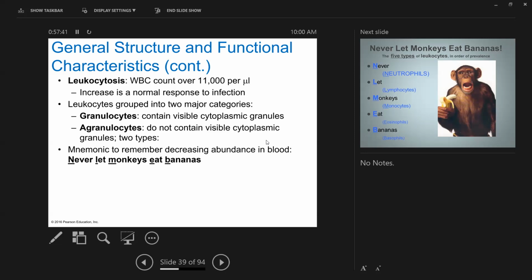So what are the white cells? How are they made? Well, there are 2 different types. There are the granulocytes, meaning they have lots of little granules in their cytoplasm. And you have the agranulars. Guess what? They don't have any granules. So granular and agranular. There are 3 granulocytes and 2 agranulars. The way to remember the most common types of white cells is this little mnemonic: never let monkeys eat bananas.